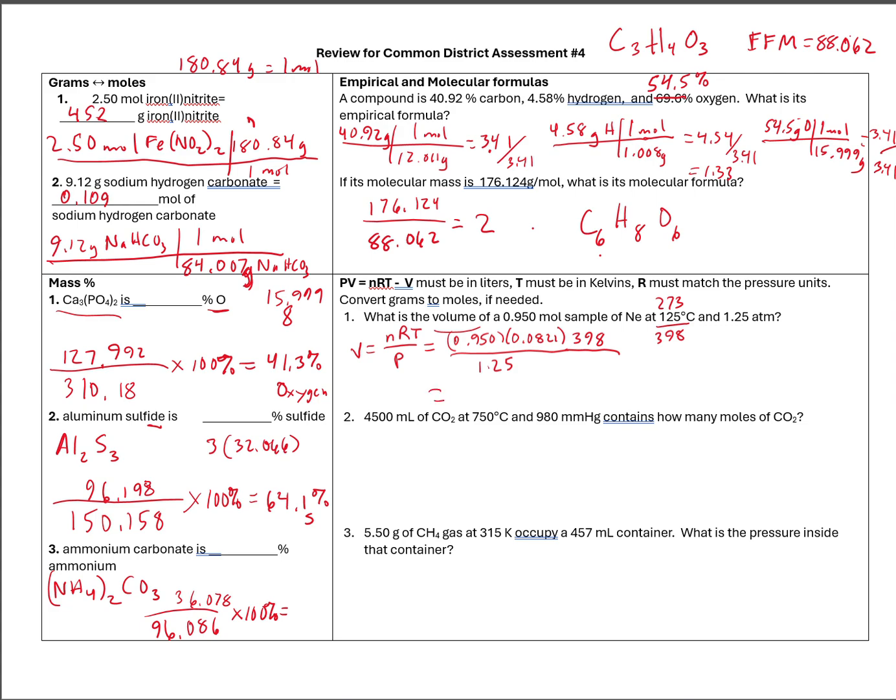So that volume will be 31.0 liters. Here we need to turn our milliliters into liters. Got to divide by 1,000 to make milliliters into liters. Got to add 273 to our Celsius to get kelvins.